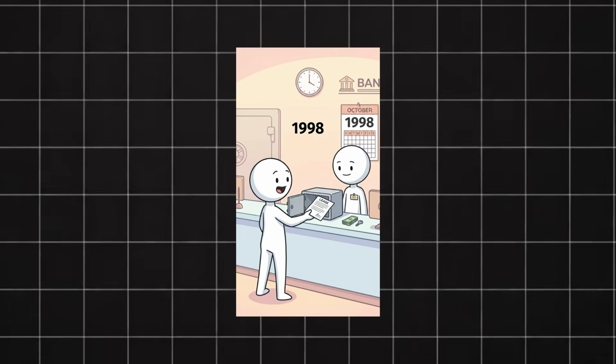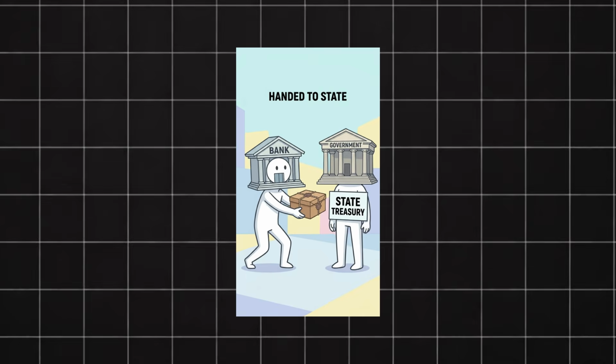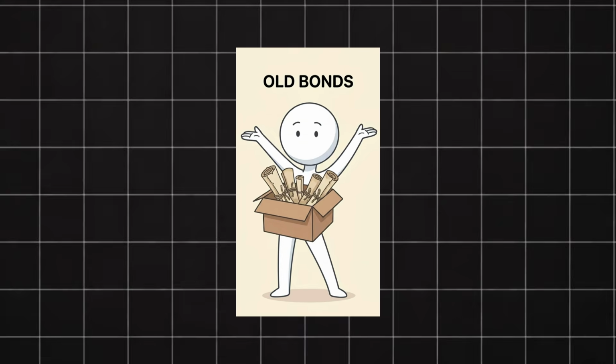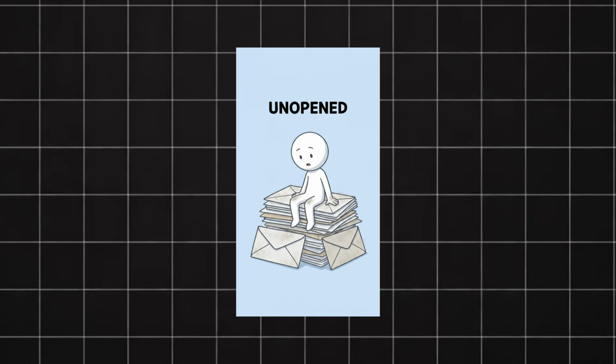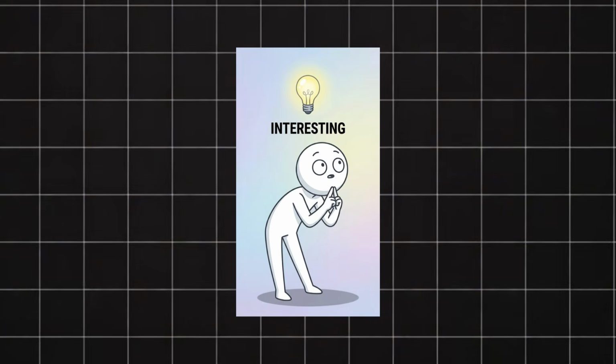Someone rents a box in 1998. They move, they forget, they pass away. The bank waits years, then hands the contents to the state. Coins, jewelry, old bonds, documents nobody opened in decades. The state just holds it. No one comes looking. And this is where it gets interesting.